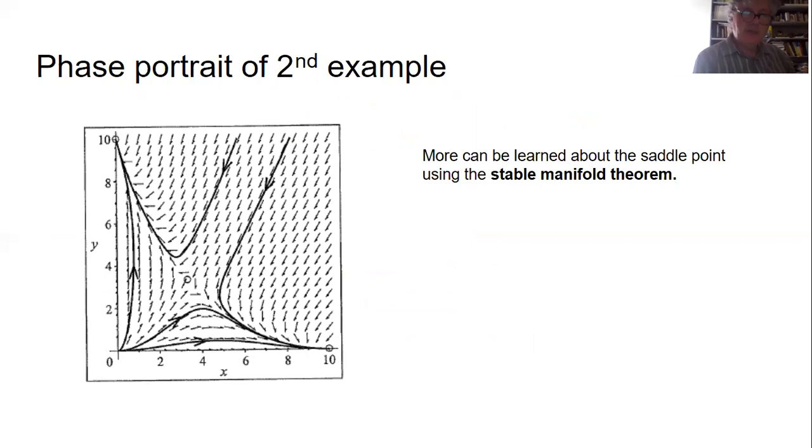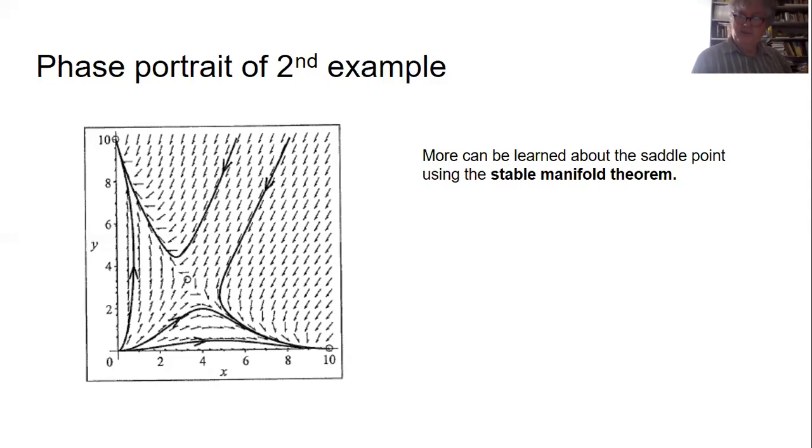Okay, so we see some solutions going towards 0, 10, some going towards 10, 0, and they're all kind of avoiding that equilibrium at 10 thirds, 10 thirds, and the origin we see is a source. Everything's sort of coming out of there. Okay, so let's look at the second technical theorem of today.